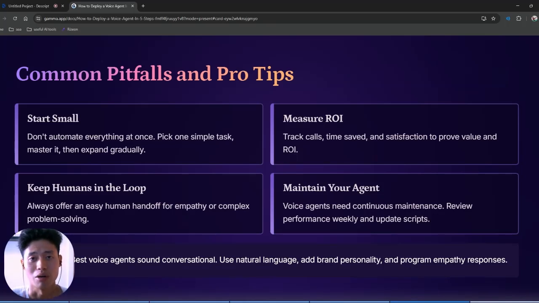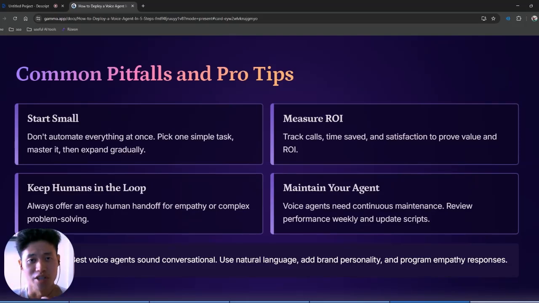Next one is to measure ROI. This is critically important because when working with voice agents, the goal is always to maximize the ROI: track the calls, the time saved, and provide the value and ROI. And also keep humans in the loop.